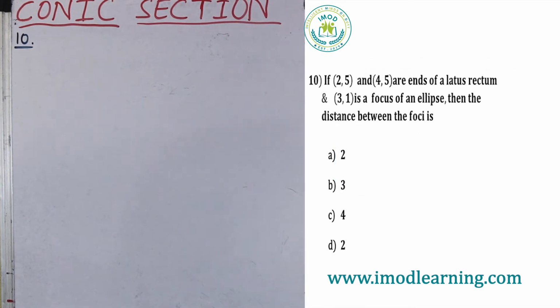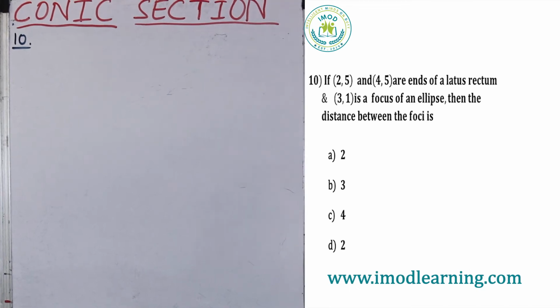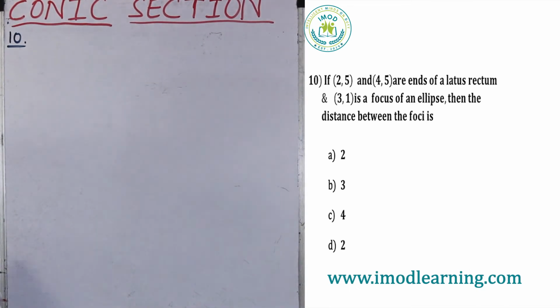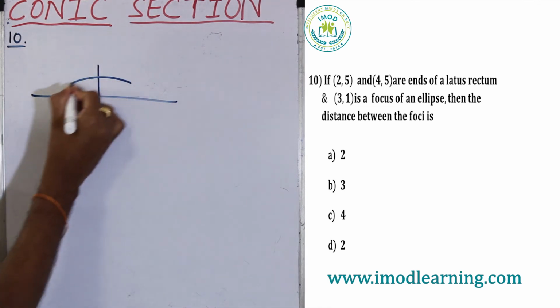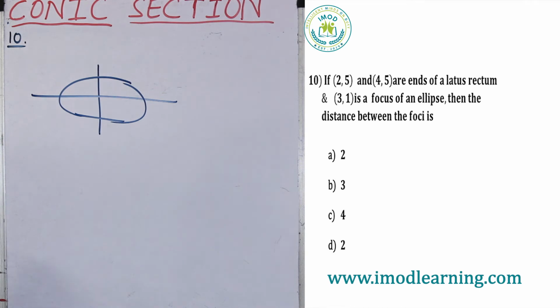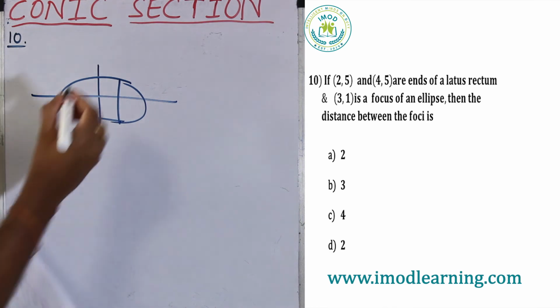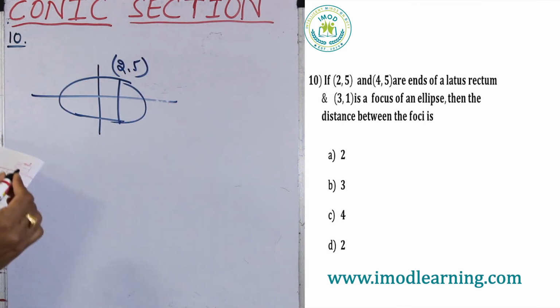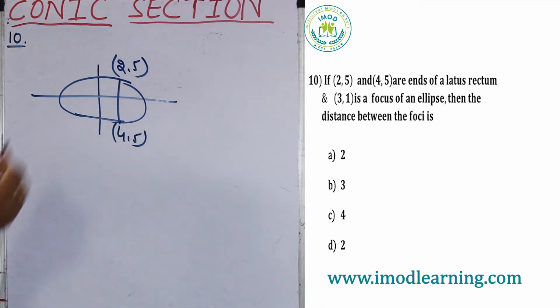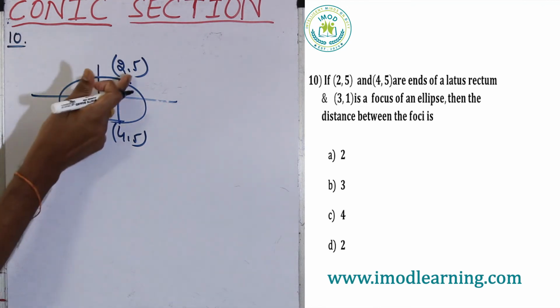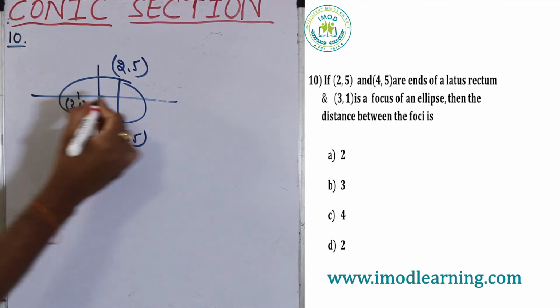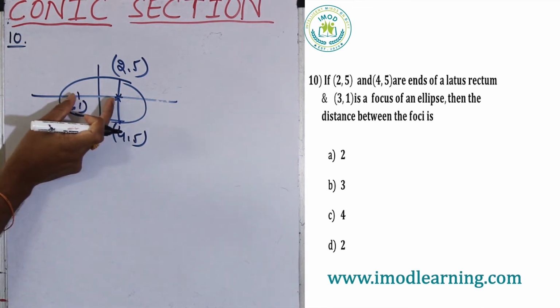Question number 10. If the points 2, 5 and 4, 5 are end points of the latus rectum and 3, 1 is a focus of an ellipse, then the distance between the foci is. For the given problem, let me draw an ellipse. The points given, 2, 5 and 4, 5, are the end points of the latus rectum. These are the end points of the latus rectum, 2, 5 and one more is 4, 5. Another point 3, 1 is a focus. So I will write 3, 1. I need to find out the distance between the foci.